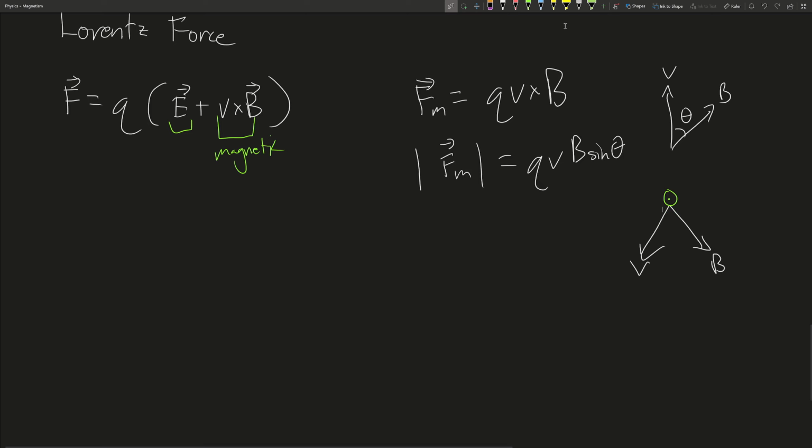And then, using the property of this cross product, and I'm going to box this because it's really important, we can use the right hand rule for cross products, or we can use a left hand rule for the Lorentz force. So this is the left hand rule.